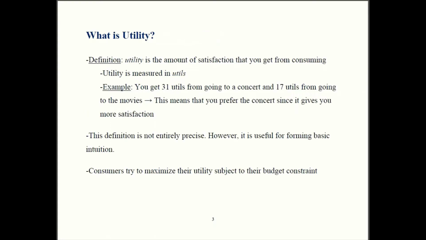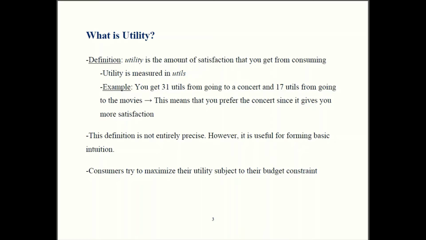All right, so what is utility? Loosely speaking, utility is the amount of satisfaction you get from consuming. I said loosely speaking because that definition is not 100% accurate. If you're going to take intermediate micro, you might get a more exact definition. However, it is a good way to form some intuition of what's going on. So this is the definition that we'll work with in this course.